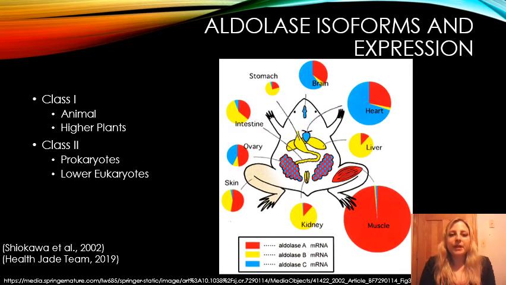This illustration breaks up the approximate distribution of the aldolase subtypes. As you can see, each subtype is not exclusive to one region, but there's definitely more in certain areas than others, as you can tell by the graphs. For example, muscle has the majority of aldolase A, while the heart and brain have majority aldolase C.